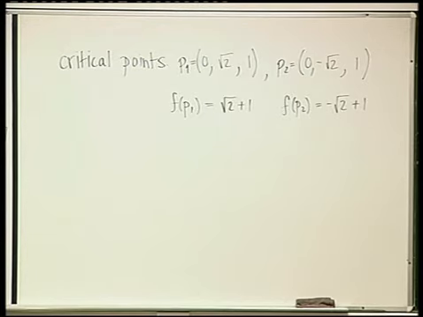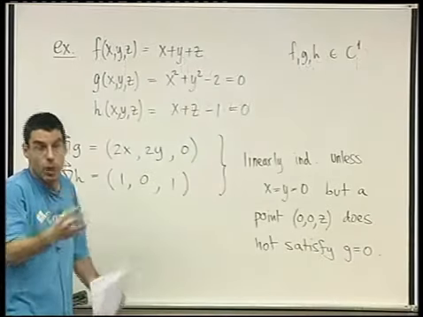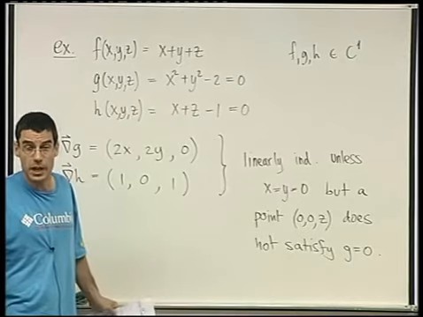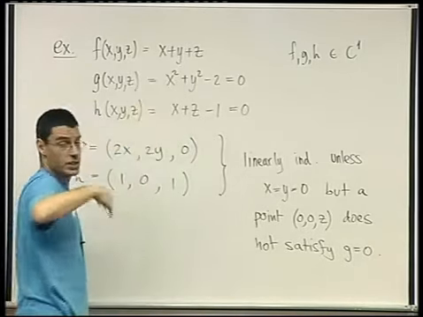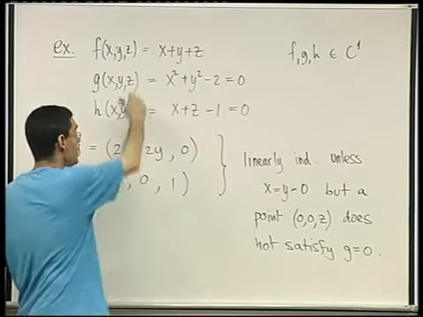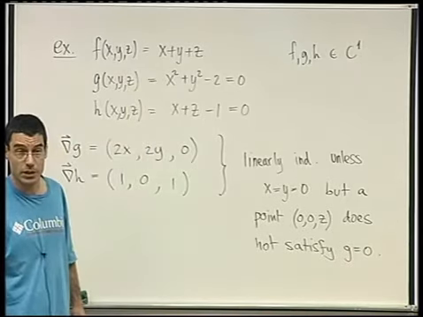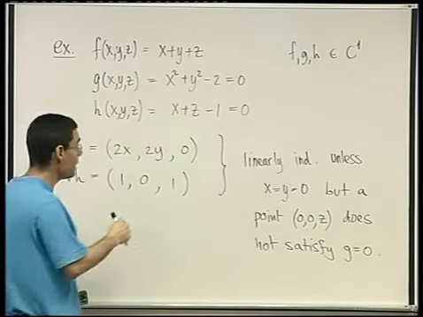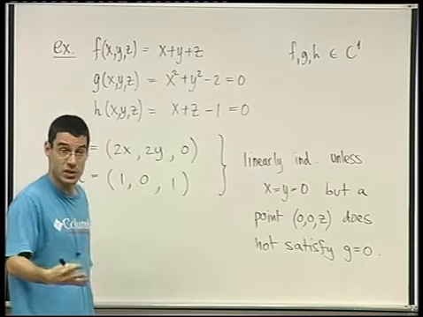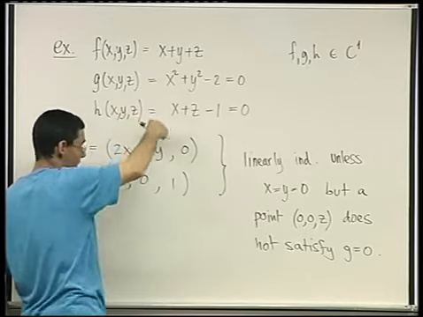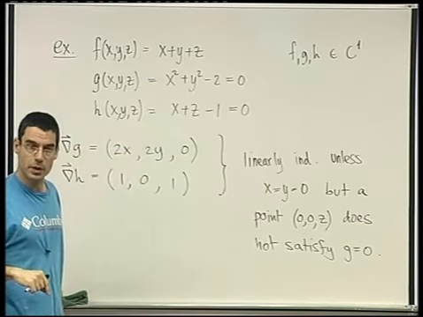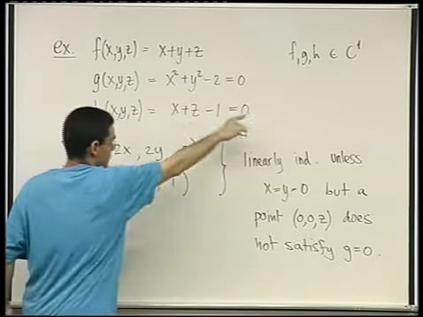So f is a continuous function. I want to use Weierstrass. That's the only tool that I know. I want to argue using Weierstrass. F is a continuous function. Is the domain closed and bounded? So what's the domain? The domain are all the points x, y, z in R3 that satisfy both this and this. Do you agree?